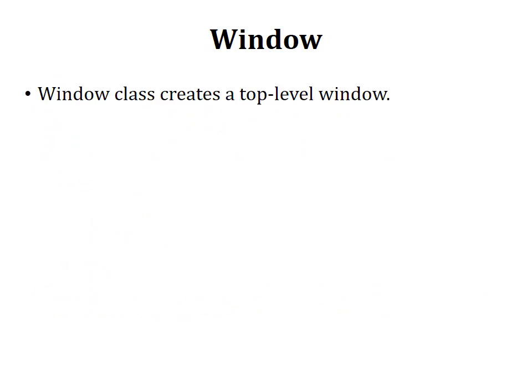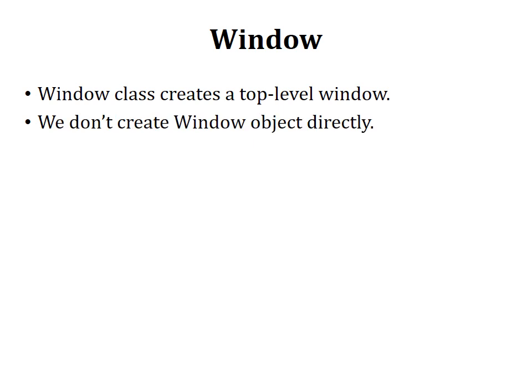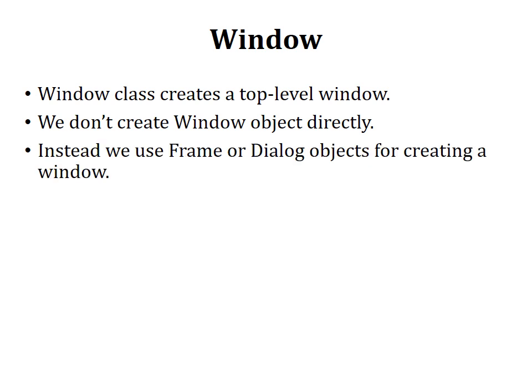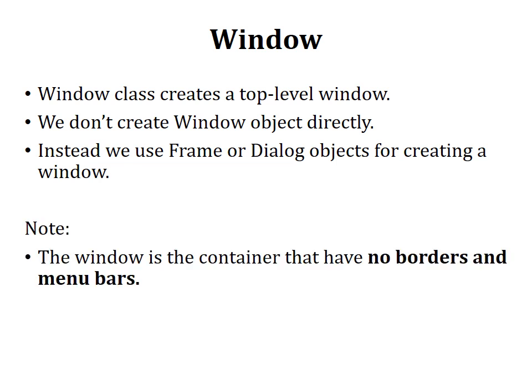Next class in this hierarchy is window class. Window class creates a top level window. Actually, we don't create object of window directly. So instead of using window class, we use frame class or dialog objects for creating a window. Important point about window is that window is a container that has no borders and menu bars.